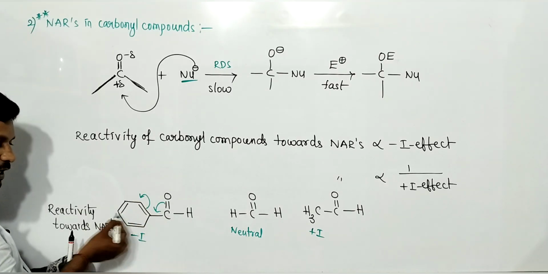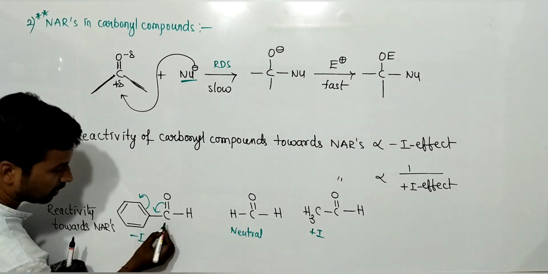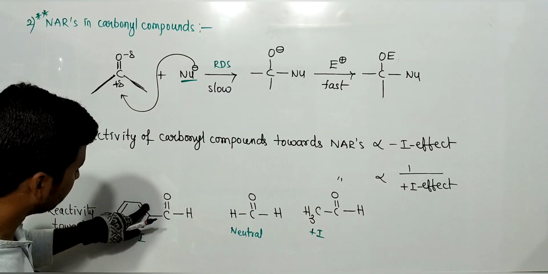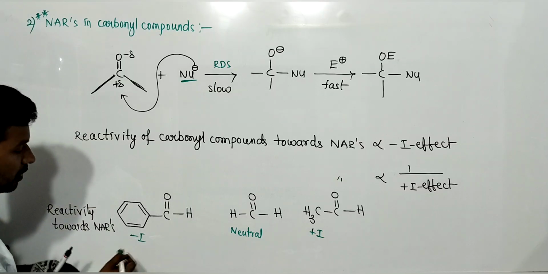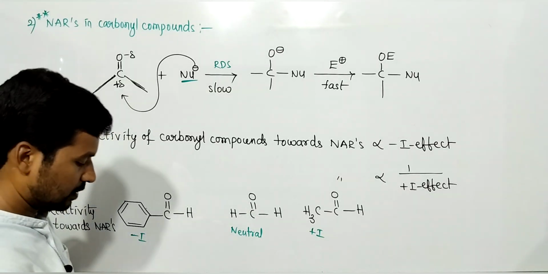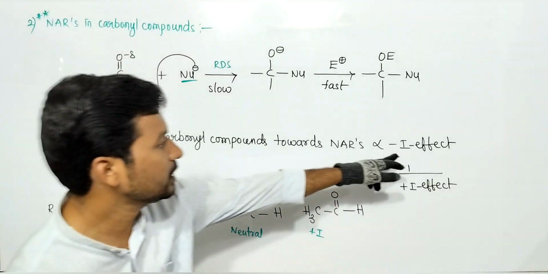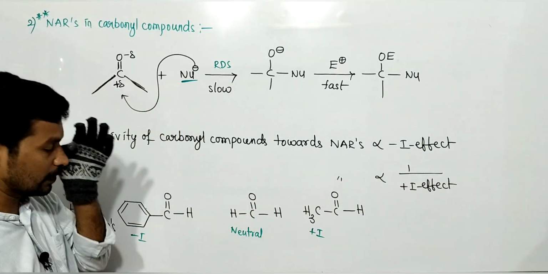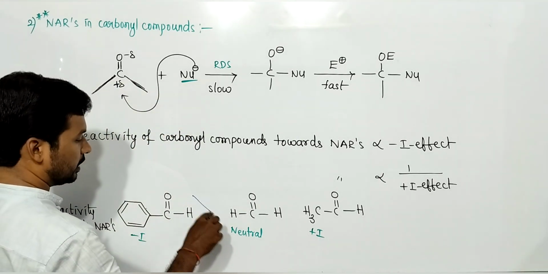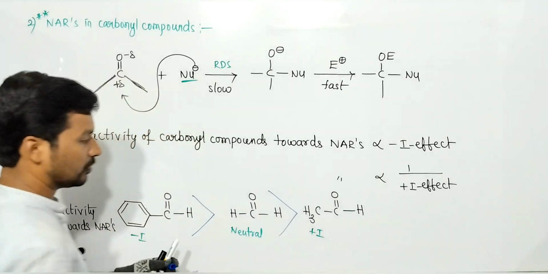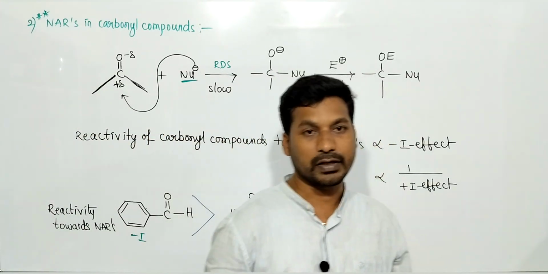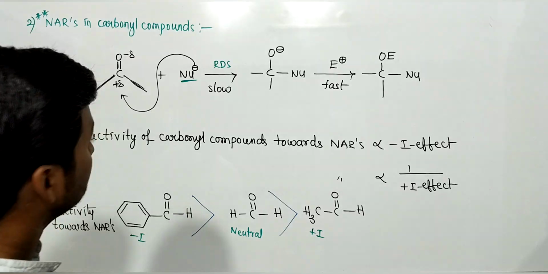So electron movement takes place towards this one. That means this carbon becomes more positive. Okay. So here phenyl groups are electron withdrawing groups. Remember that. Phenyl groups are minus I groups. Here minus I group, neutral, and plus I effect. That's why my statement is that minus I effect increases the reactivity of carbonyl compounds towards nucleophilic addition reaction. Thus benzaldehyde is more reactive than formaldehyde, which is more reactive than acetaldehyde, towards nucleophilic addition reaction. Okay. So I hope you understood. Take this one.